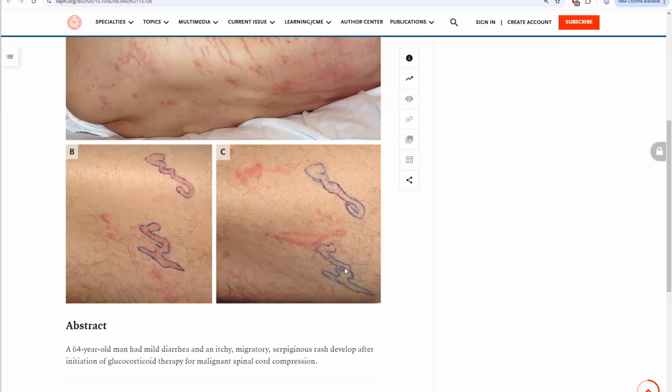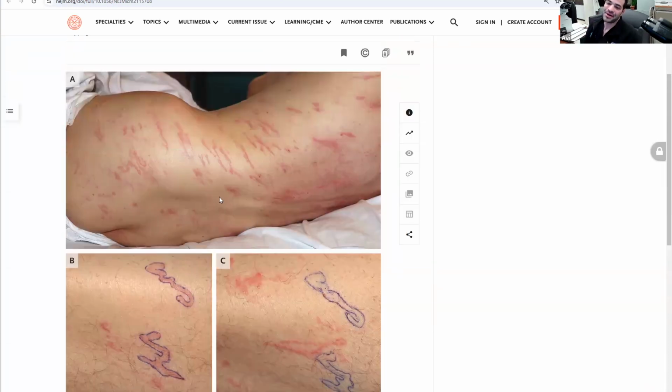Look how many centimeters this moved. This moved there. And so this is a pitfall about biopsying larva currens. When someone asks you to get a biopsy of the larva currens, what do you think is going to happen? It's probably going to have moved from that spot already, right? Exactly. It's already gone.